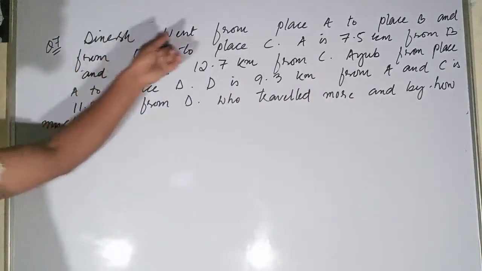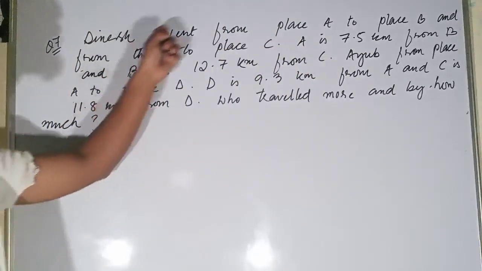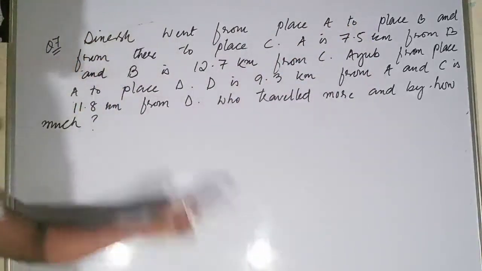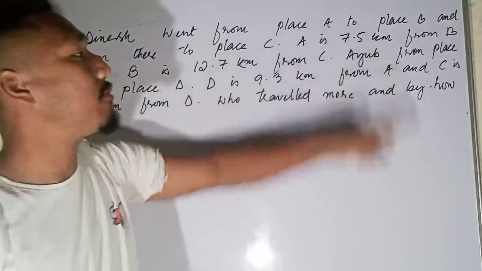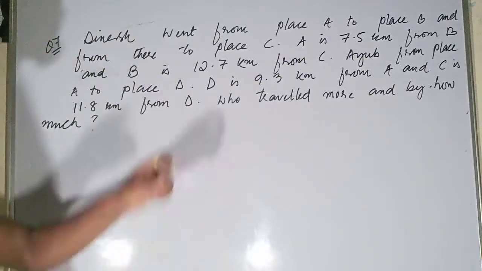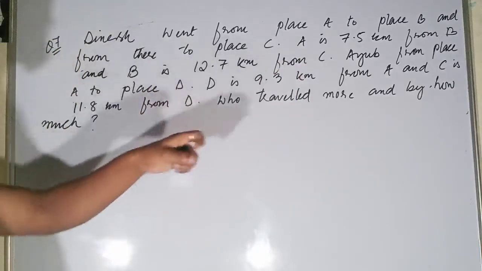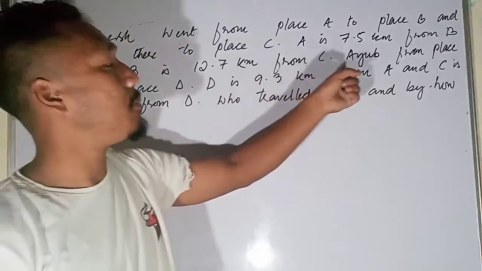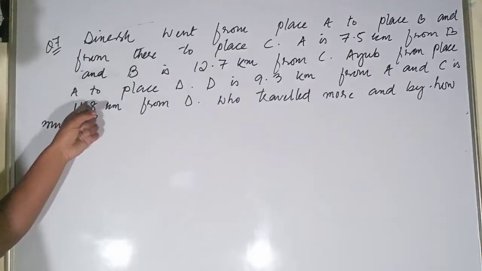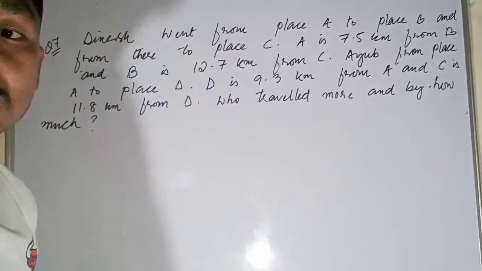You see, there are two boys, Dinesh and Ayub. Dinesh goes from place A to place B, and from there to place C. A is 7.5 km from B, and B is 12.5 km from C. Then Ayub goes from place A to place D. D is 9.3 km from A, and C is 18 km from D. So this is the question.